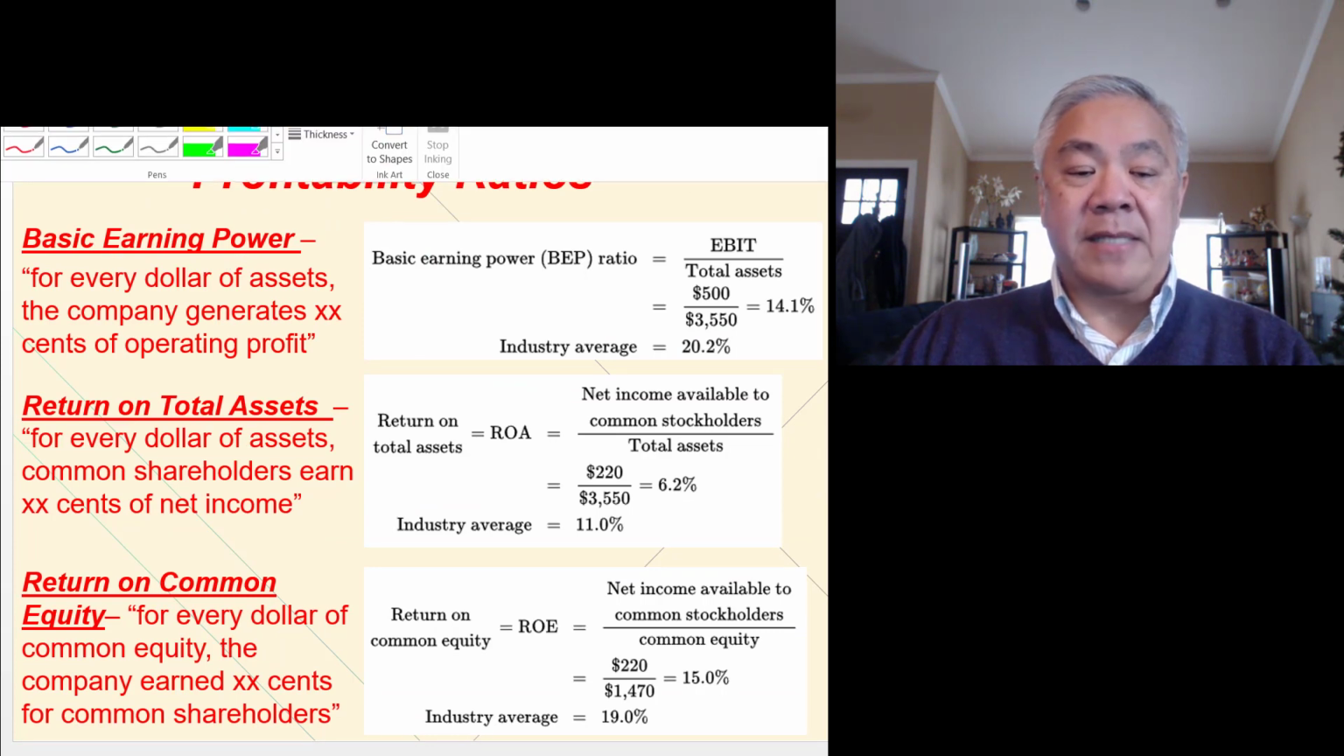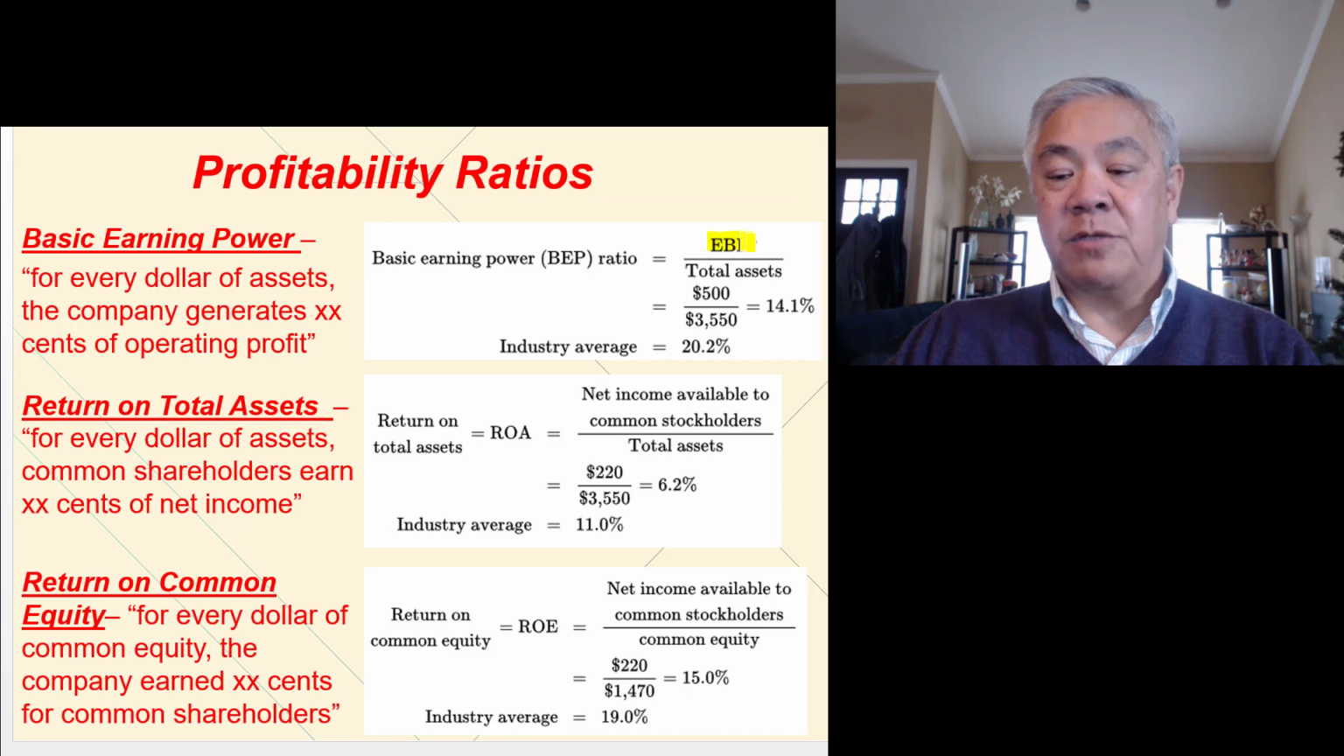First being the basic earning power. Basic earning power is EBIT, which we saw earlier. That's operating profit divided by the total assets. So this tells us, in MicroDrive's case, 14.1%. So for every dollar of assets we have, the company makes 14 cents, compared to an industry average of 20%. So again, MicroDrive is underperforming when compared to the industry.